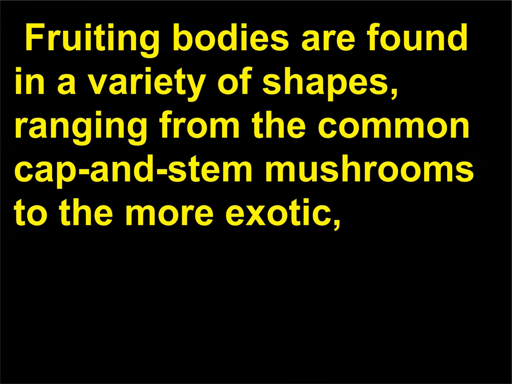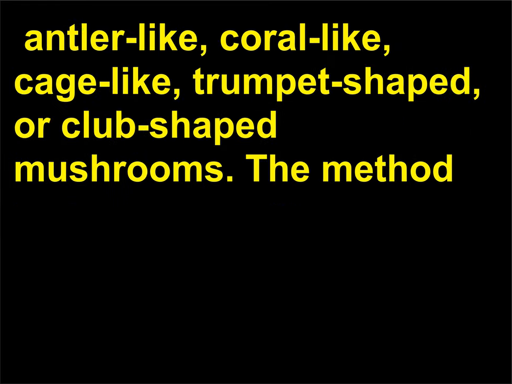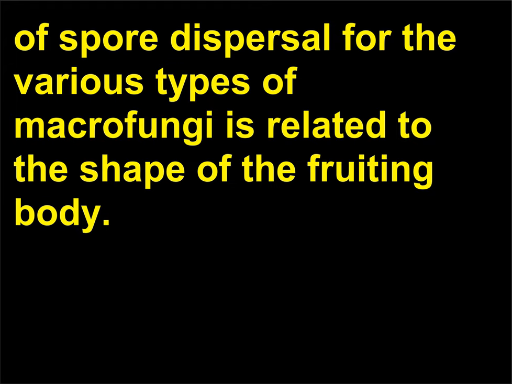Fruiting bodies are found in a variety of shapes, ranging from the common cap and stem mushrooms to the more exotic antler-like, coral-like, cage-like, trumpet-shaped, or club-shaped mushrooms. The method of spore dispersal for the various types of macrofungi is related to the shape of the fruiting body.